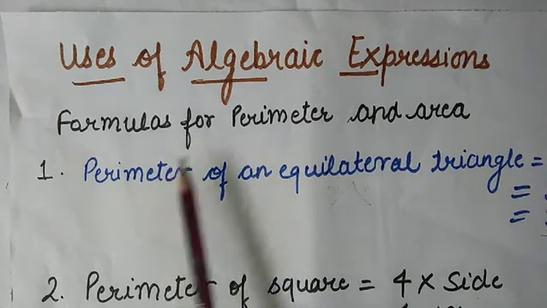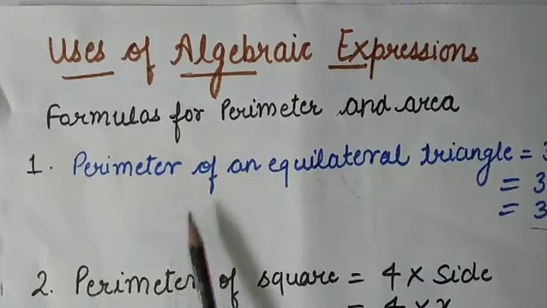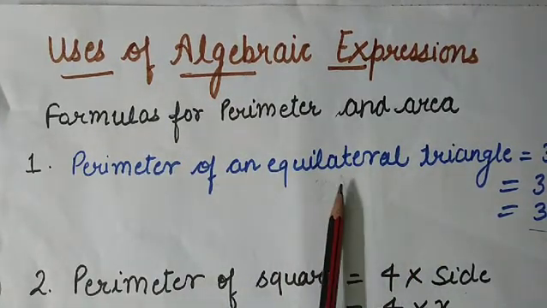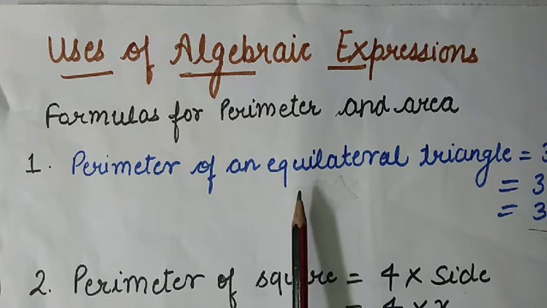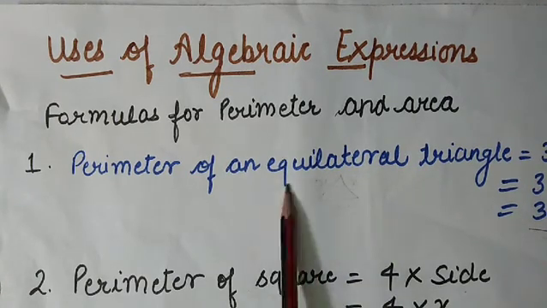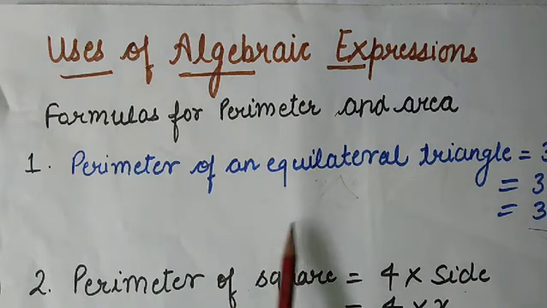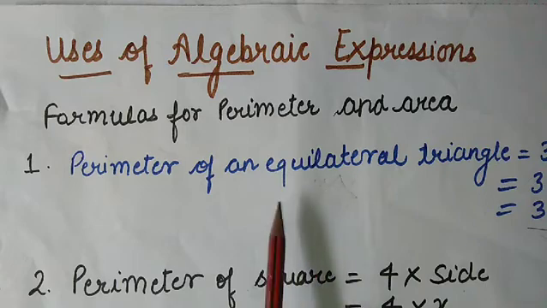So first let us discuss formulas for perimeter and area. Perimeter of an equilateral triangle. An equilateral triangle is a type of triangle in which all sides are of equal length. Let us take the side as x centimeter, you can say x units. So let us take the side of an equilateral triangle as x units.